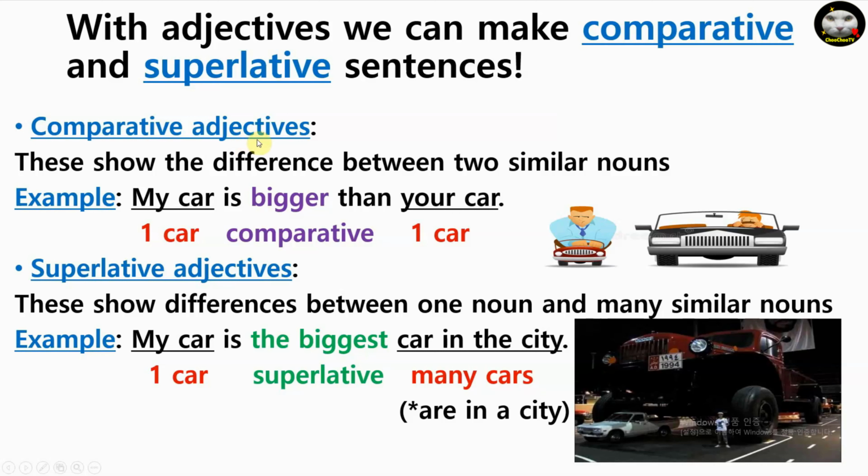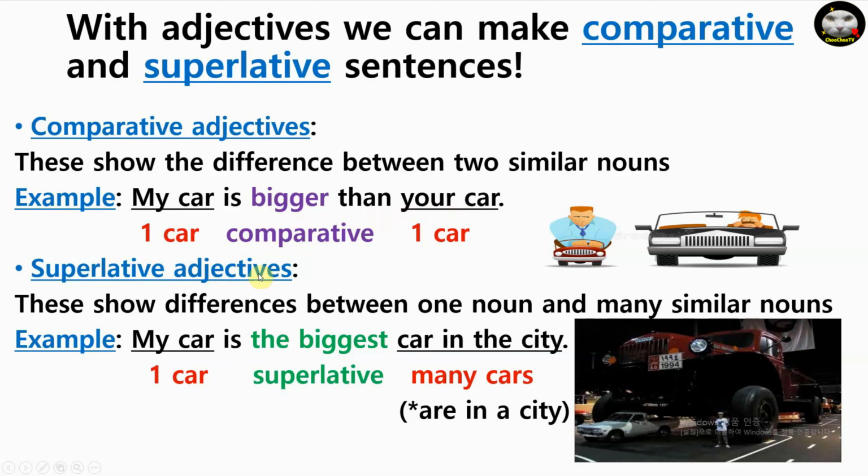Comparative adjectives show the difference between two similar nouns. For example, my car is bigger than your car. We have two cars in this sentence, my car and your car. These are similar nouns. And we make a comparative by changing the adjective, showing that one of these nouns is greater than the other noun.